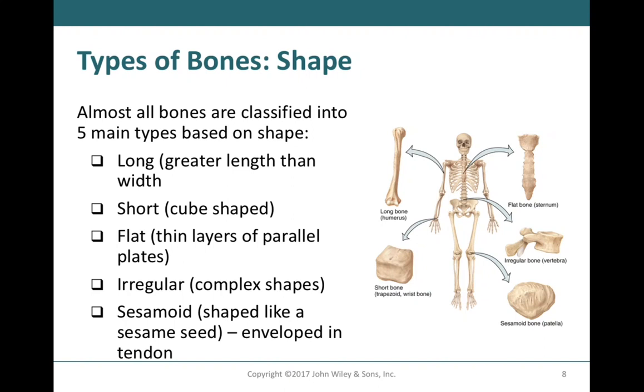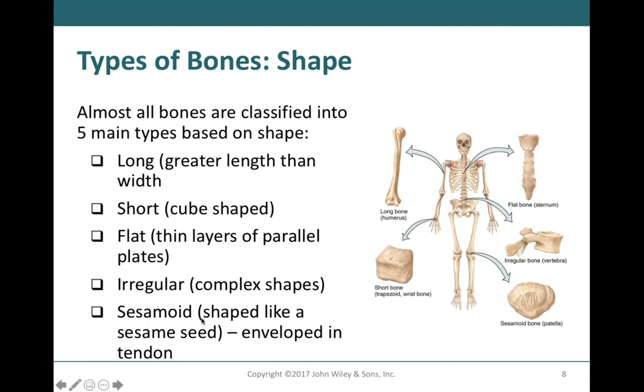Flat bones will appear rather flat. They're going to have a nice plate, and these bones can be found in the cranium as well as our ribs. Ribs are a sort of confusing type of bone that might strike you as a long bone because it is in fact longer than it is wide. However, ribs are considered flat bones. Irregular bones are any type of bones that don't fit into one of these other categories. So the bones of the vertebrae and the coxal bones are going to be some irregular bones we see throughout the body. And lastly, sesamoid bones.